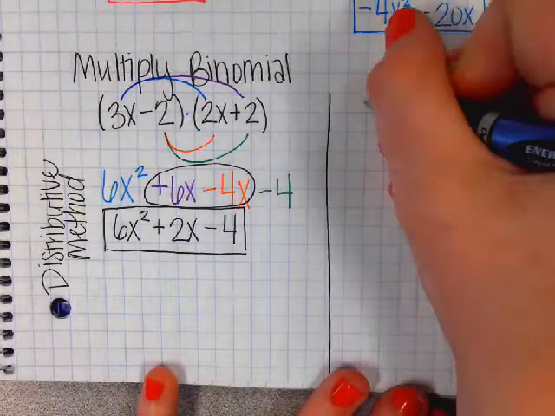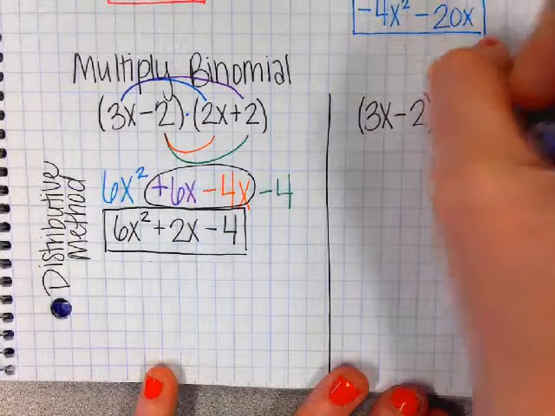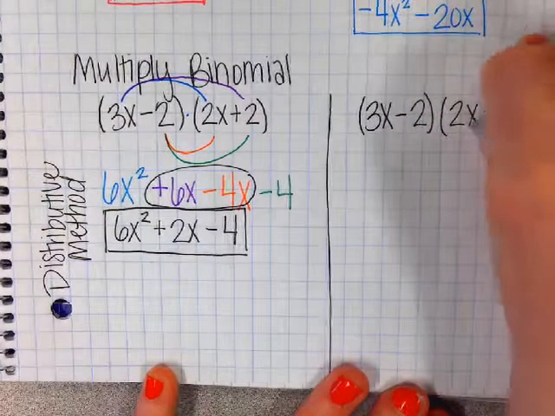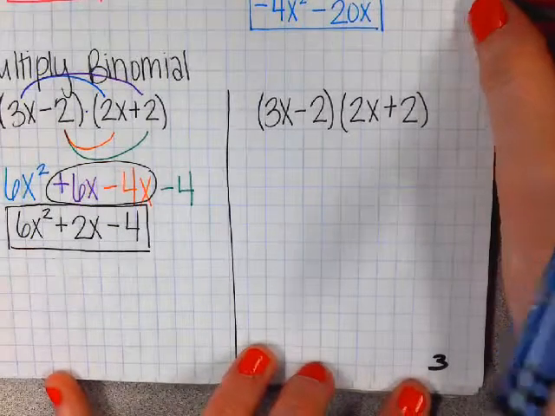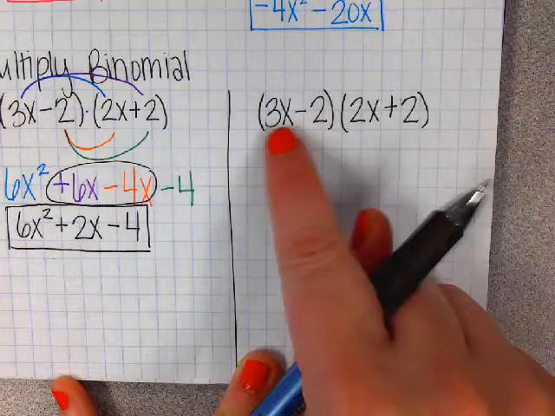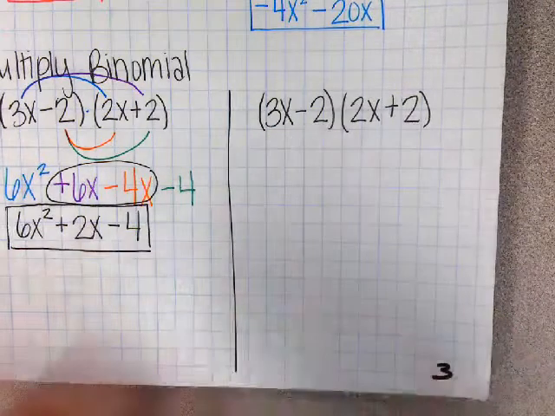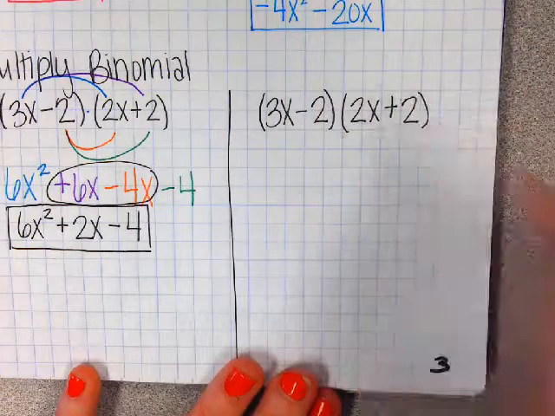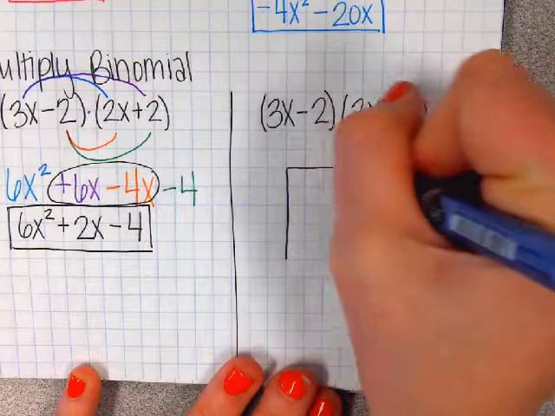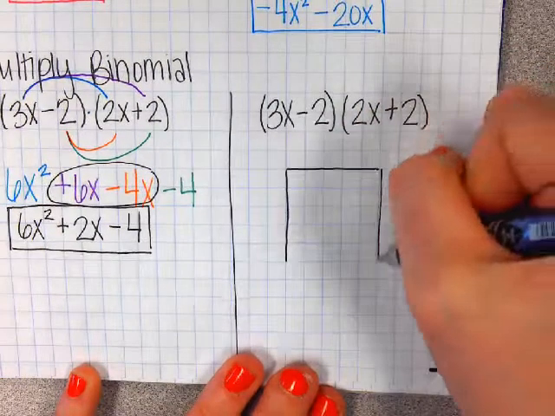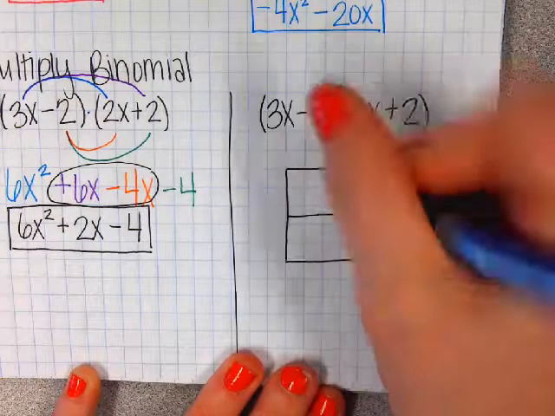Okay, now let's do this one. I actually like this way more personally because I think it lays it out better. So if we have 3x minus 2 and 2x plus 2, I'm going to do the same problem, just using a different method. How many terms are in this first parentheses? 2. And then how many are in the second parentheses? 2. So I'm going to make a box. And it's going to be a 2 by 2 box.